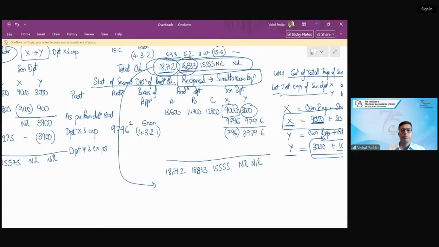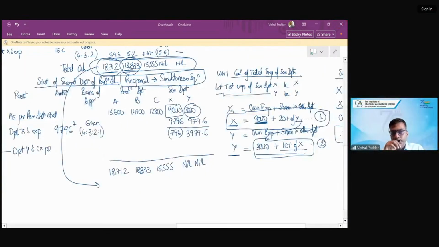Students, tell me. Medha, again, I'm not getting which answer you are giving me. Students, tell me the values of A, B, C. So divide 9796 in the ratio of 4, 3, 2, 1.